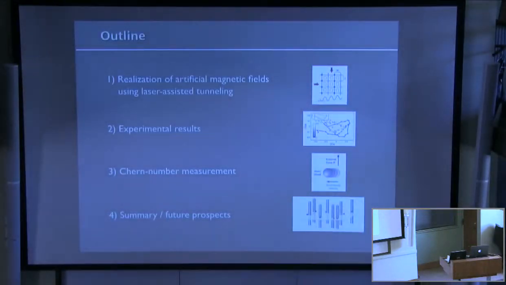So the talk will be as follows. I will first discuss the experimental setup that we are using. Then I will briefly summarize a few of our experimental results, just to give you an idea of what we can measure in our experimental setup. The main part of the talk will then be about the Chern number measurement in the presence of artificial magnetic fields. And just in the end, I want to mention a few words about the current challenges and what we have to do in order to reach the limit of fractional quantum Hall-like physics.